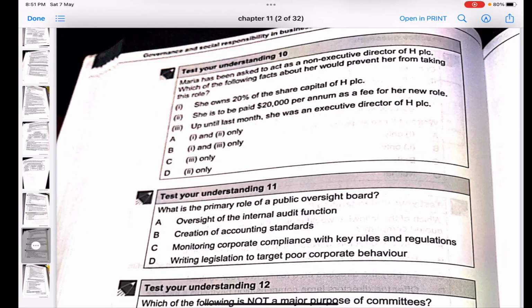Maria has been asked to act as a NED. Which of the following facts about her would prevent her from taking this role? She owns 20% of the share capital. This affects. She is to be paid a fee. That doesn't matter. Up until last month, she was the executive director. Even that matters. So 1 and 3 matter. So the option is B. Right? Am I right? Is the option B? Yes.